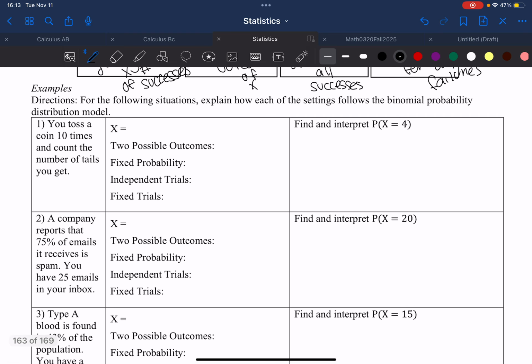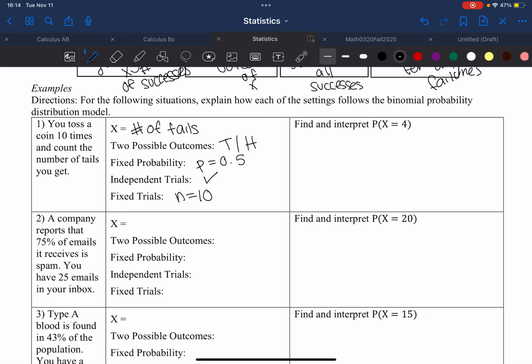So in these examples, they're going to give us a situation, and we're going to have to set up each of the following so we can solve the binomial probability distribution model. It says you toss a coin 10 times and count the number of tails you get. So X is the number of tails. We have two possible outcomes, tails and heads. We have a fixed probability of 50% or 0.5. We know they're independent trials because every coin flipped doesn't impact the other. So yes, they're independent. And there are fixed trials because we're going to toss the coin 10 times.